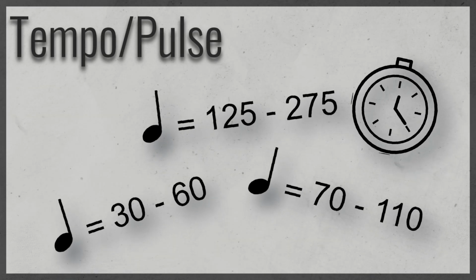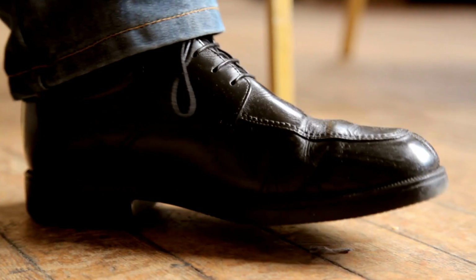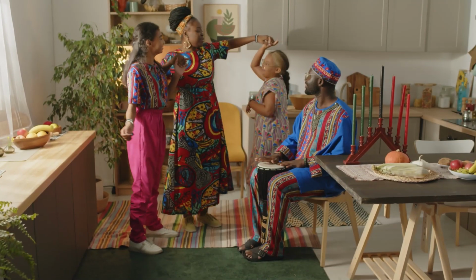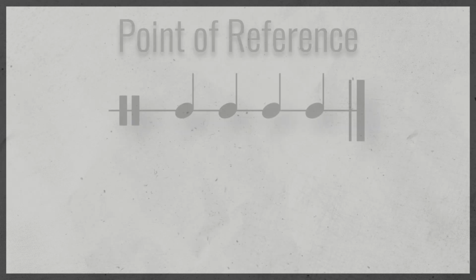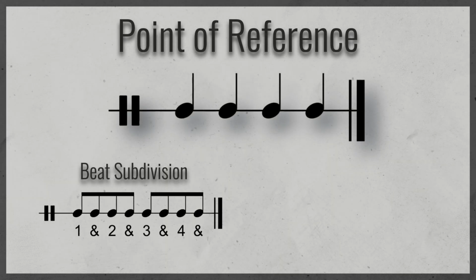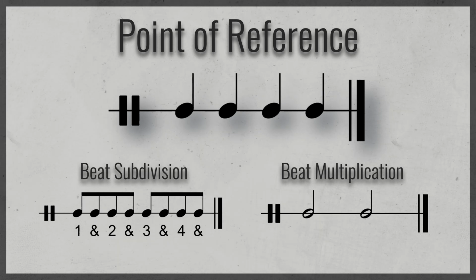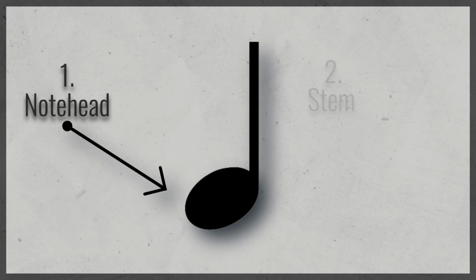Regardless of tempo, pulse allows the mind and body to orient itself in time. When listening to music, we may tap our toes, clap our hands, and perhaps most importantly, dance. It is therefore useful to think of pulse as a sort of durational point of reference that can be subdivided into shorter durations or multiplied into longer durations. In this example, the reference point is assigned to quarter notes. Made of 2 parts, it has a note head and a stem.